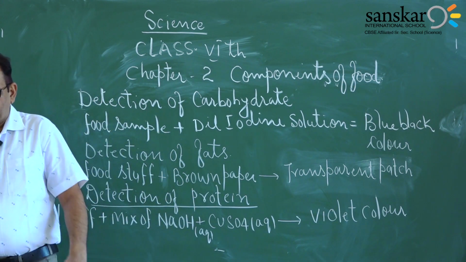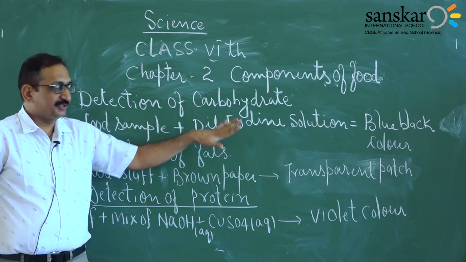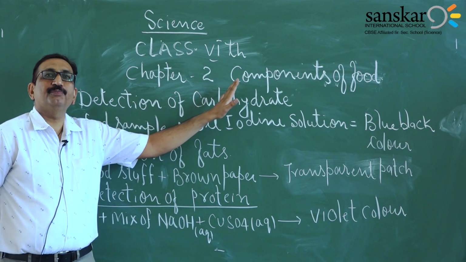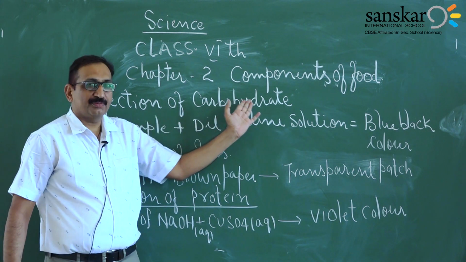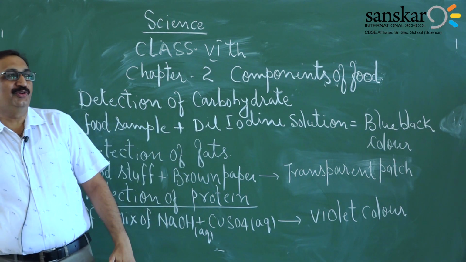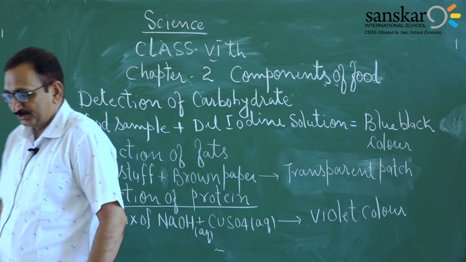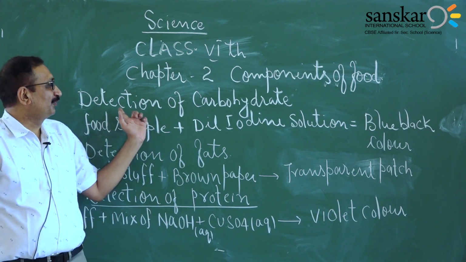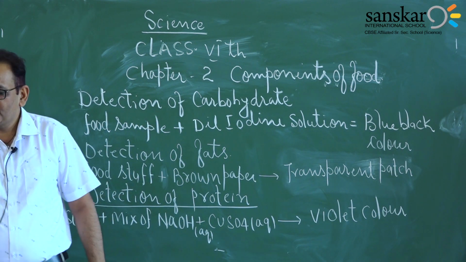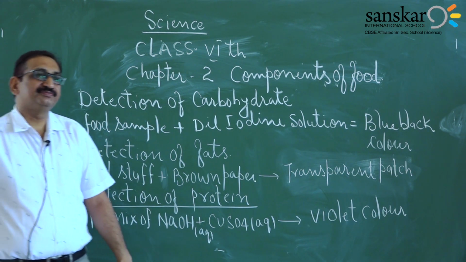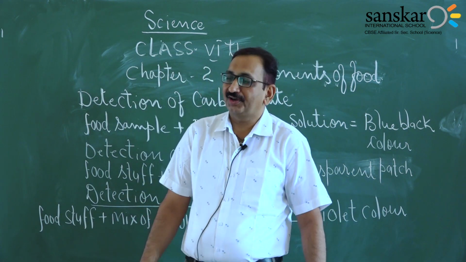See students, I have started with the components of the food, and earlier we completed the theoretical portion of the chapter. So today we are starting the detection of carbohydrates. Students, you have to be prepared with your detective cap. I hope all of you are ready. So let us start our experiment. First we will start the detection of carbohydrate. Students, you know that rice, sugar and potato are major sources of carbohydrate.